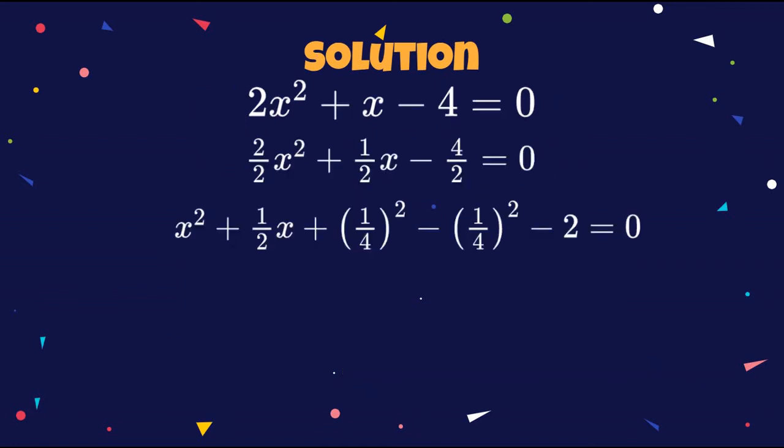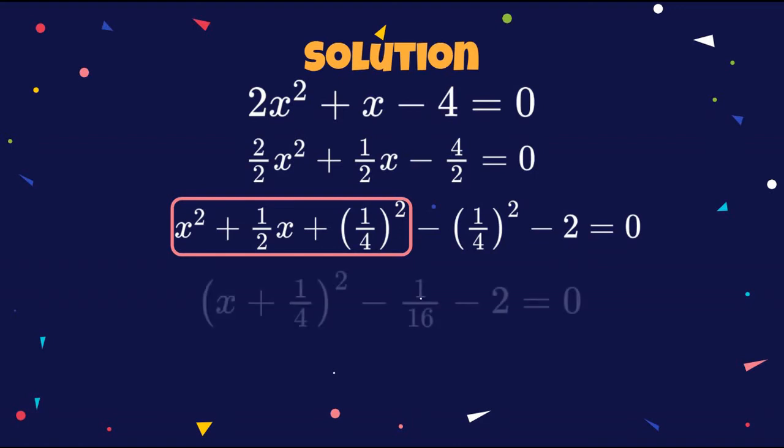Now keenly observe this particular equation. If we look at x square plus 1 by 2x plus 1 by 4 whole square, we can write it in the form of (a plus b) whole square, right? As we have the a square term, the b square term, and also the 2ab term. So we can write it as x plus 1 by 4 whole square, and we have also simplified minus 1 by 4 whole square, which is minus 1 by 16. So we are going to get x plus 1 by 4 whole square minus 1 by 16, and minus 2 as it is, equal to 0.